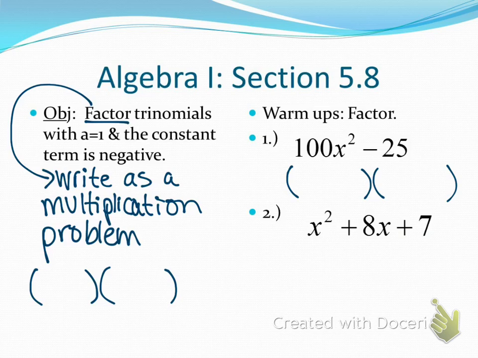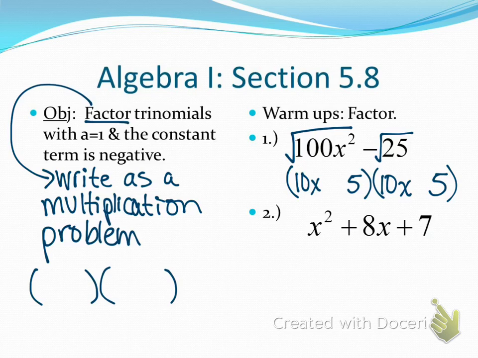The square root thing. So these are perfect squares. So to undo squaring, we have to square root. What is the square root of 100x squared? 10x. So the front of both of my parentheses need a 10x. How do I figure out what goes in the back of both of those? Square root 25. What's the square root of 25? 5.